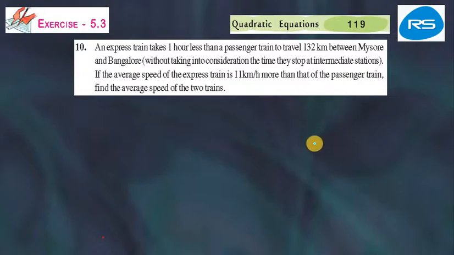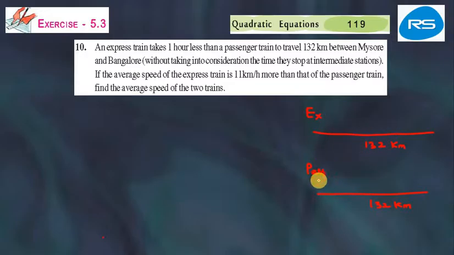So this is about two trains, and one is express and one is passenger. So express train is covering the distance 132 kilometers, and the passenger also is covering 132 kilometers. So they both are covering the same distance, but at different speeds. Normally the passenger train takes more time and the express train takes less time.